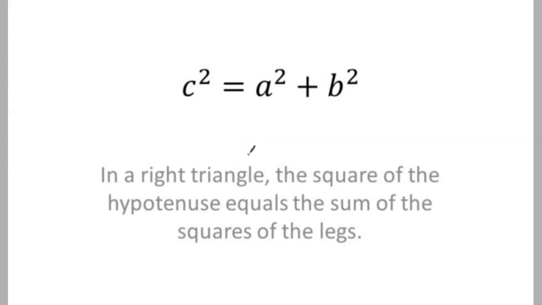So here we are looking at the Pythagorean formula, which is c squared equals a squared plus b squared. In words, it says in a right triangle, the square of the hypotenuse equals the sum of the squares of the legs. In Europe and some parts of Africa, they use h as the hypotenuse: h squared equals a squared plus o squared, which is adjacent squared plus opposite squared. All of them mean the same.